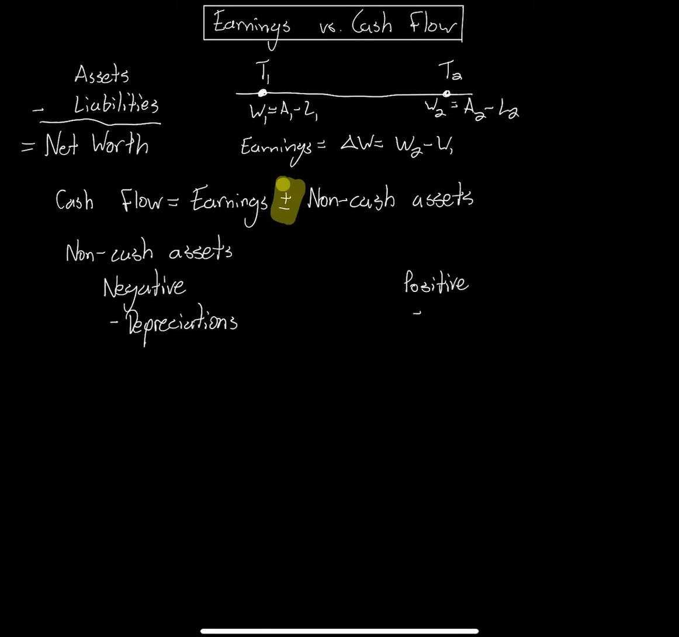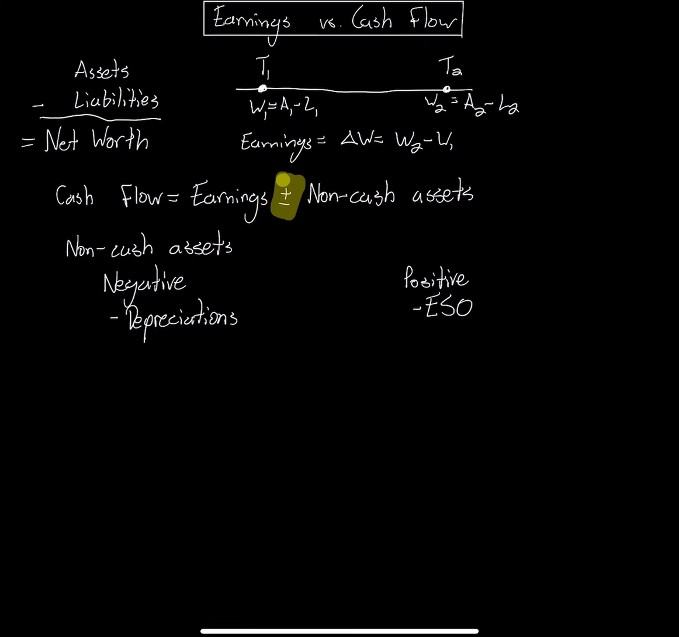or there could be positive non-cash assets, such as ESO or employee stock ownership. And basically, you either take out the negative non-cash assets or you add back the positive non-cash assets in order to get the cash flow. So let's work through an example quickly.